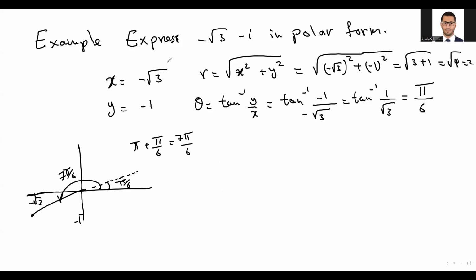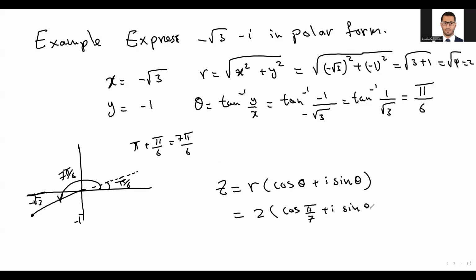And as a result, to answer the question, z equals r times cosine theta plus i sine theta, which is 2 times cosine 7 pi over 6 plus i sine 7 pi over 6. Amazing.